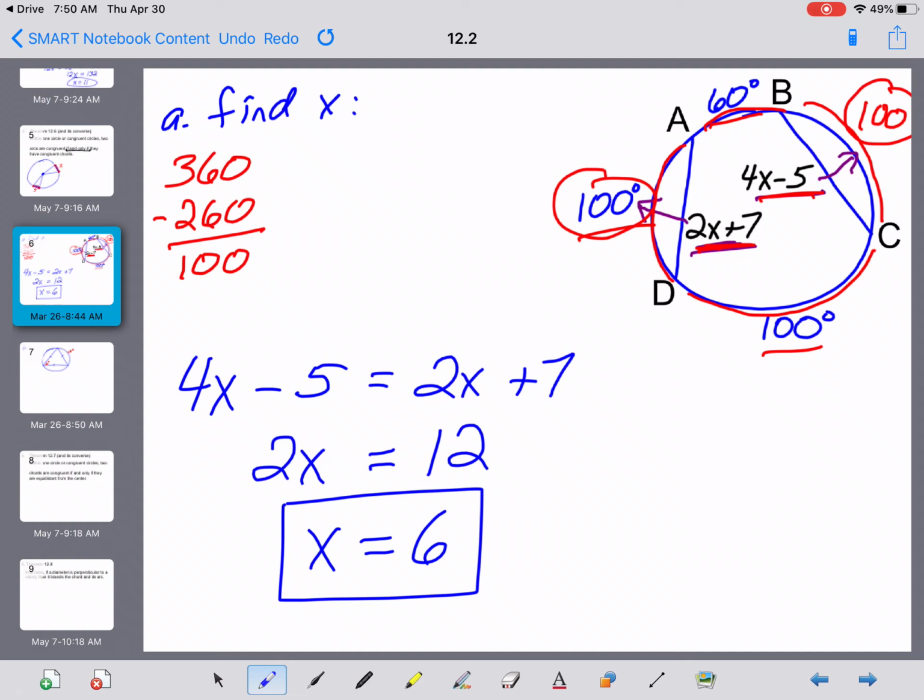Plug it back in. 2 times 6 is going to be 12 plus 7. That's going to be a 19 right there. 4 times 6 is 24, and 24 minus 5 is going to be 19 here as well. So yeah, that one seems to check out.